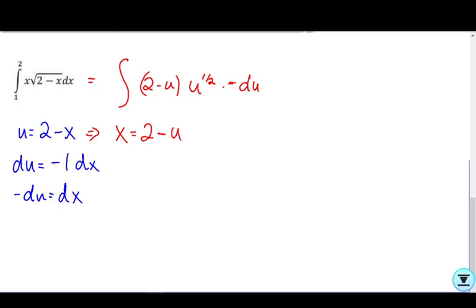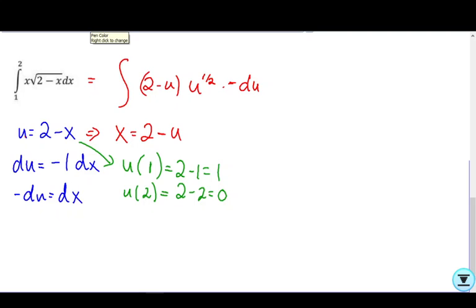So I'm going to come over here and use this and say, okay, what's u when I plug in 1 for x? Well, that's going to be 2 minus 1, which is 1. And then u when I plug in 2, so you plug it in and you get 2 minus 2, which is 0. Okay? So my new lower limit is going to be 1, and my new upper limit is going to be 0.